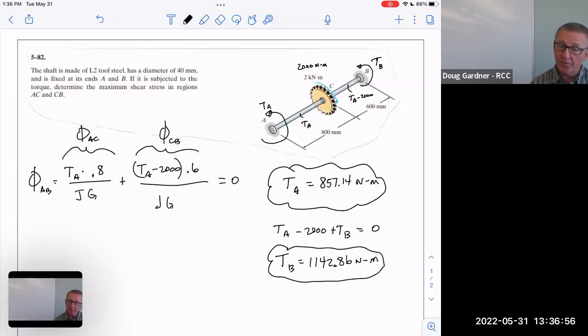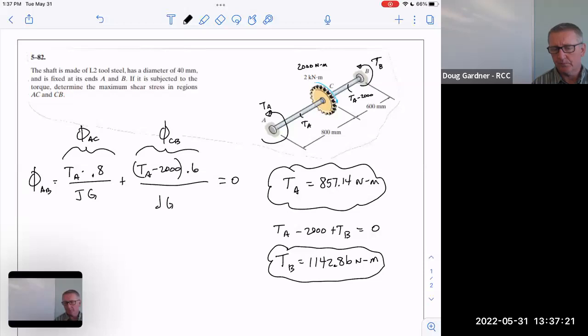So because the 2000 is closer to B, it's going to put more torque on B than it is on A because of the twist that's over there. That's exactly right. It won't twist as much, therefore it'll torque more. I think it was just closer. B is going to have to take more than A will, since it's closer to that.